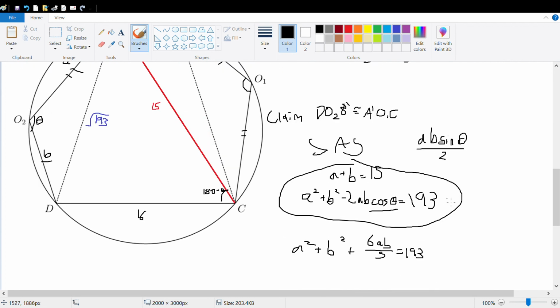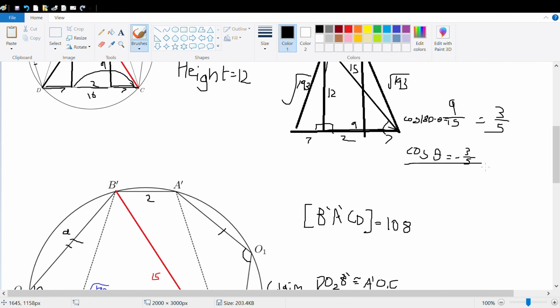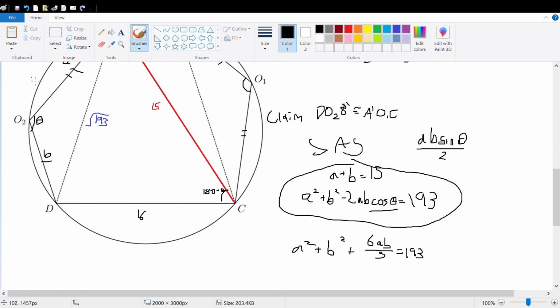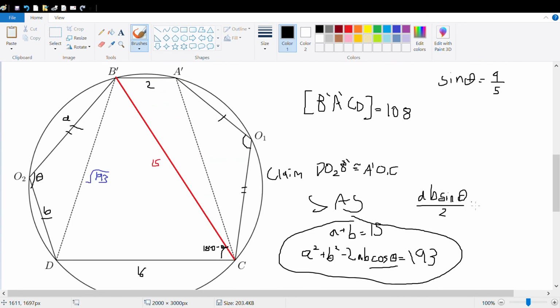And now if we go up here, we already found cosine of theta. So we know that sine of theta is going to be 4 over 5. It's positive because theta is not more than 180. So sine of theta is 4 over 5. And we know what AB is. AB is 40. So now this is equal to 40 times 4 over 5 over 2. I should once again put that this is the area of O2B prime D.